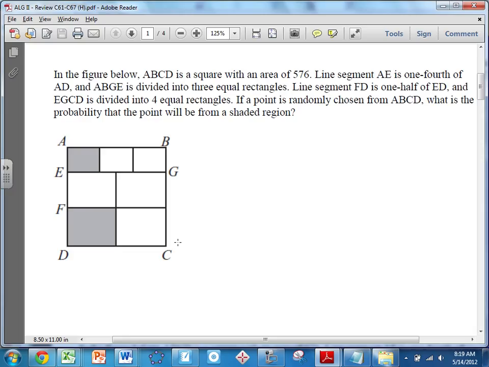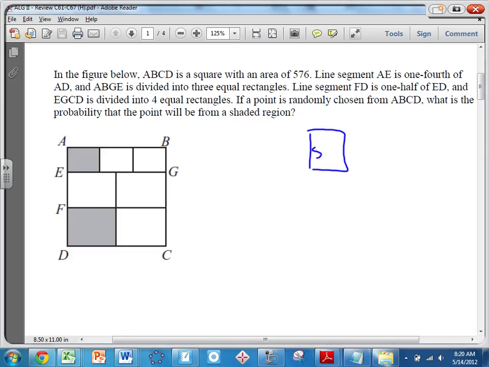If you know the area of a square, what do you also know about the square? The length of the sides. If the area is 576, what's the length of each side? 24. Square root of it. Let's take a look. It tells us that the area of this square is 576, which means it must be 24 by 24. So you can start by labeling this as 24 here and labeling this as 24 here. Okay, that's our first key point we notice.